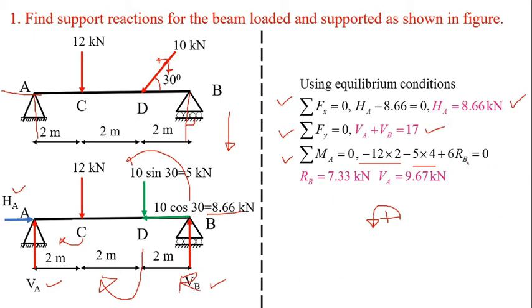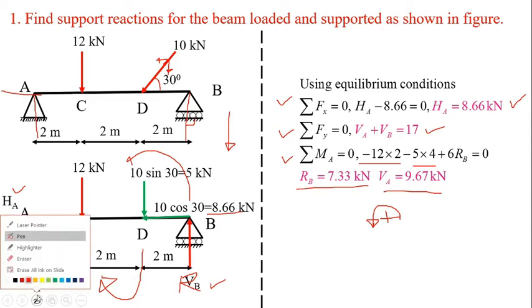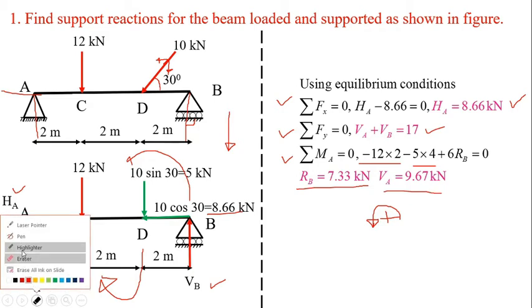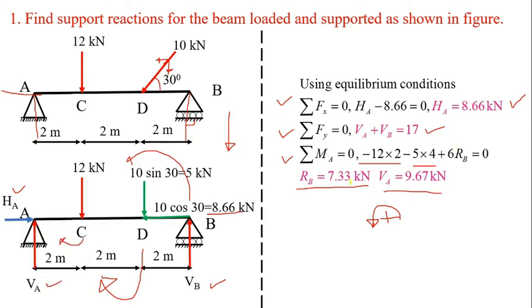So, plus 6 RB is equal to 0, and solving this equation it gives us RB 7.33 kilonewton, and then from the equation VA plus VB or RB is equal to 17, VA can be obtained. So, you can use any notation for these reactions. One can use VB, VA plus VB is equal to 17, or one can use RB. Okay. So, thus all the reactions can be obtained for the given beam.